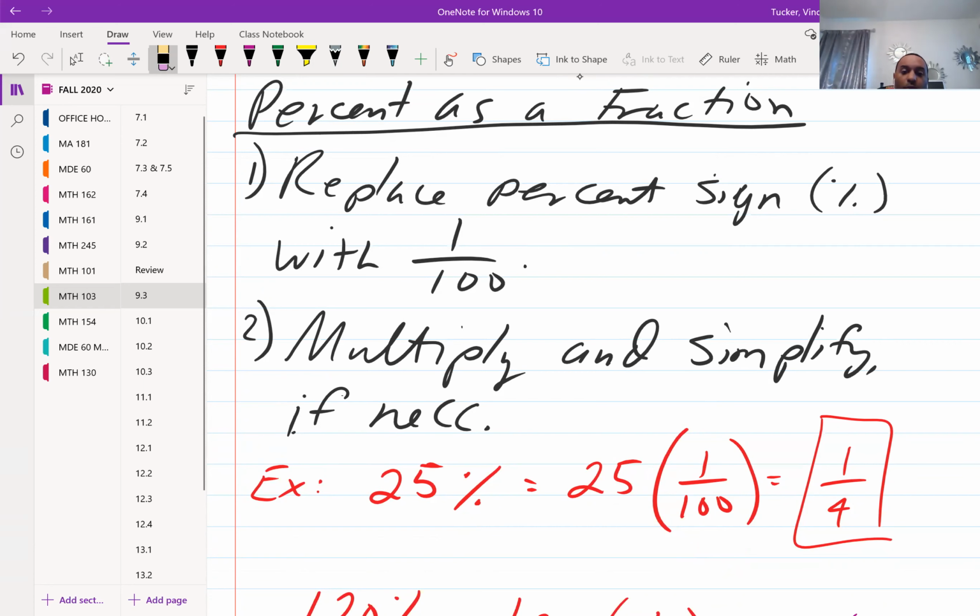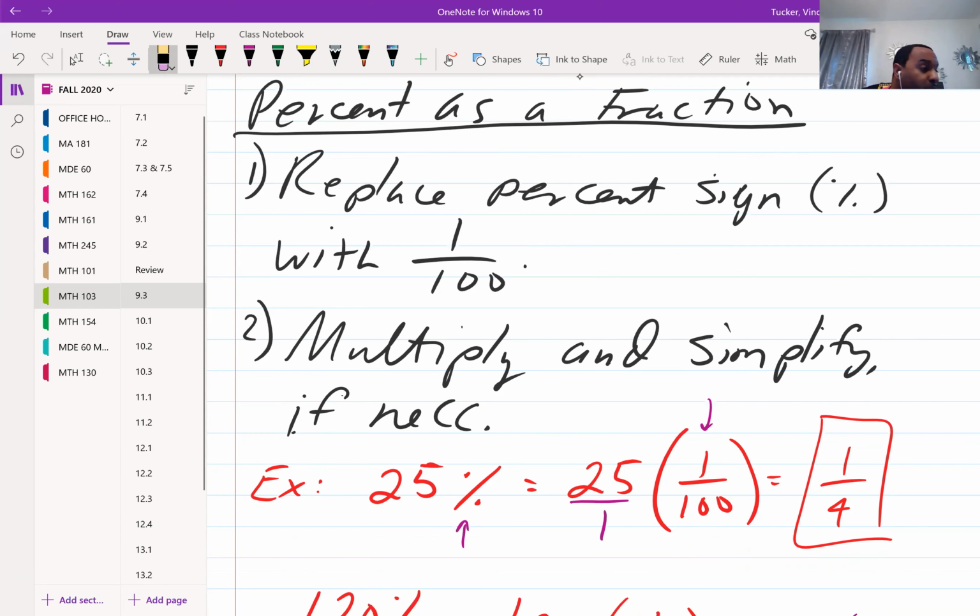All right, so looking at 25%, you're going to replace that percent sign with 1 over 100. So doing that, we have this right here. Now, if we decide to, we can go ahead and multiply across, or we can cancel out, depending on which way you want to do it.